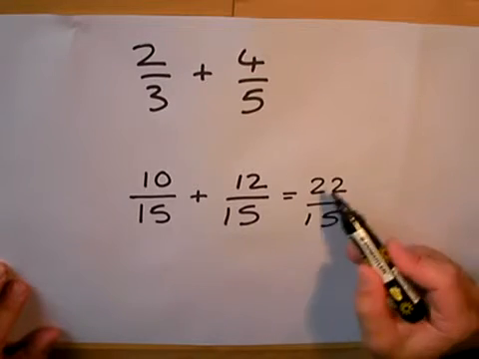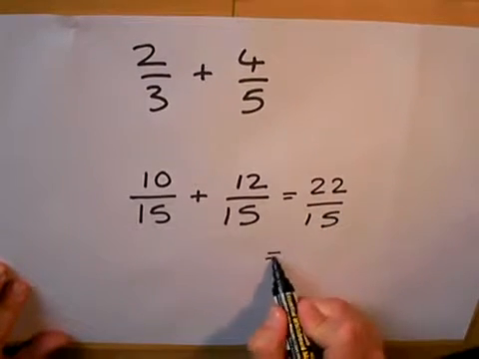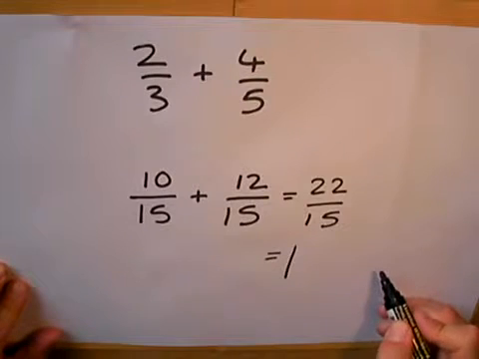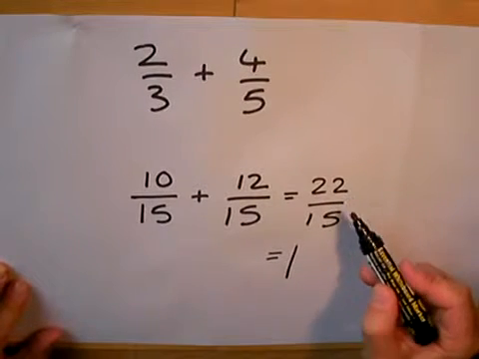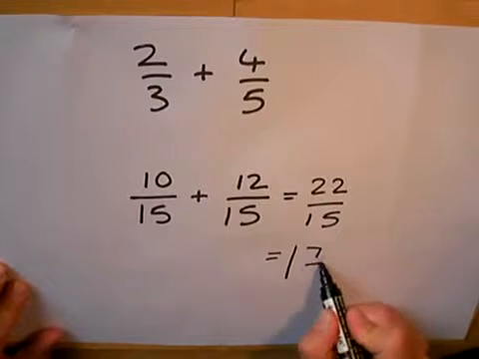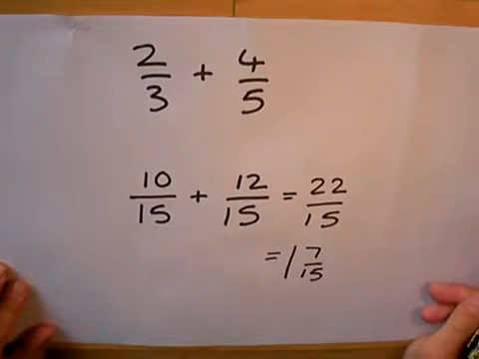Remember, 15/15ths makes one whole one. I have enough to make one whole one. But if I use up 15/15ths, that leaves me with 7/15ths left over. And there's my answer.